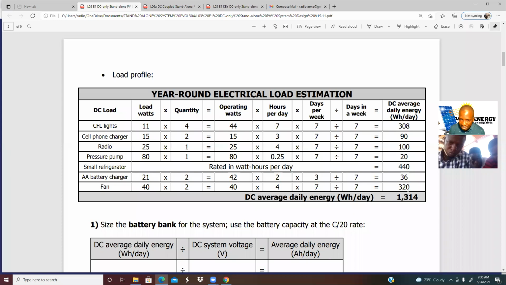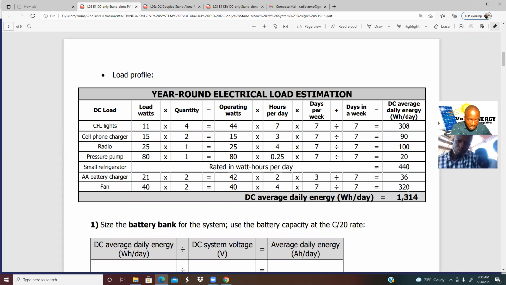Now you're going to take that 7 hours and then you're going to multiply it by the days per week. How many days in the week? We got 7 days in the week. You multiply it by the days in the week and divide it by the days in the week. So we say 7 hours times 7 days divided by 7 days equals 308. This is the average daily energy watt hours that the light bulbs use. So on average every day, these light bulbs will use 308 watt hours a day. That's a very important thing you need.